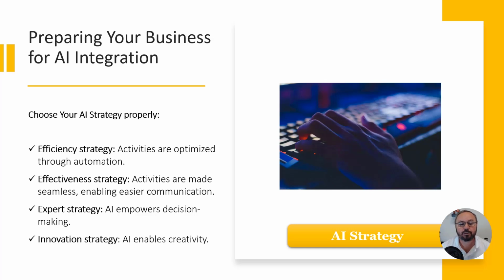Effectiveness strategy. This is where we're going to add activities that are going to be more automated, more efficient, and are going to enable better communication, as an example, between a customer and support. An expert strategy is where AI is used to empower decision making.